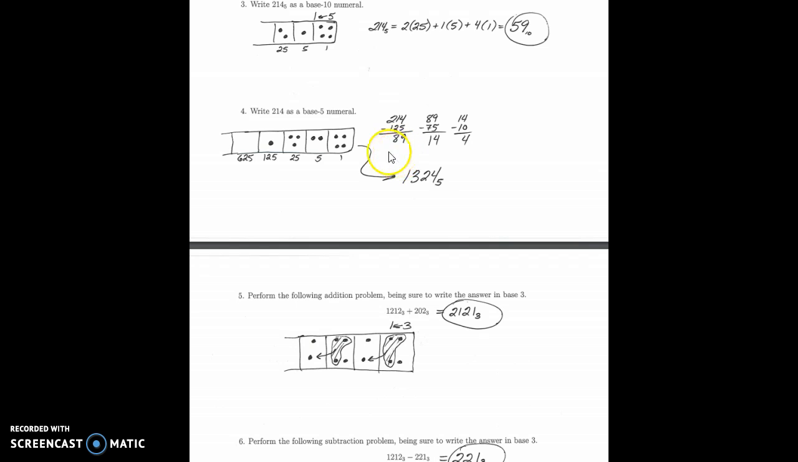If your number is still bigger than 25, do another one. Or you might notice that you can knock 3 of them out at once and then just subtract 75 off of the 89 we still have left to represent. Then we have 14 left to go. We can get 2 5s out of that. That would leave us with 4. So putting that in base 5 notation, we'd have 1, 3, 2, 4, and don't forget that little 5 that tells us this number is written in base 5.